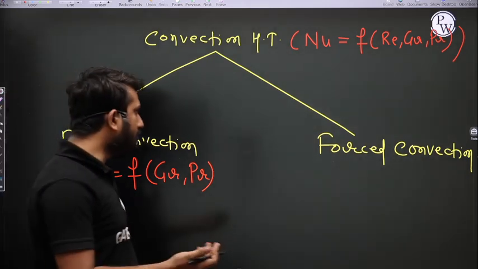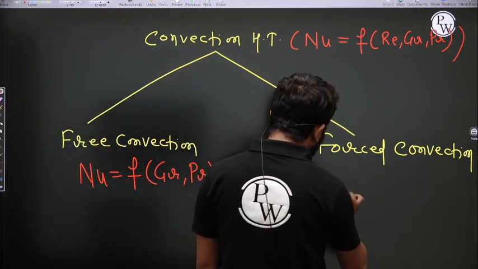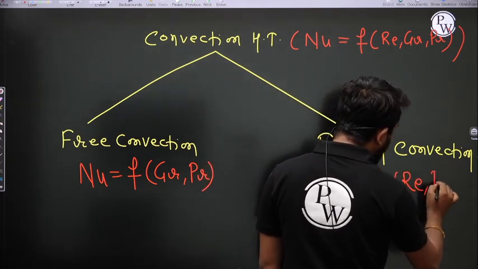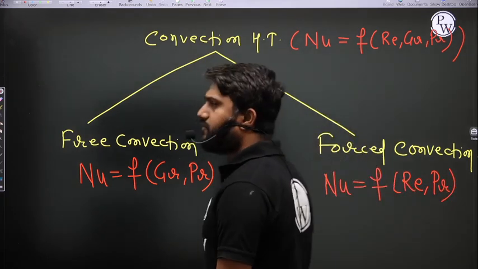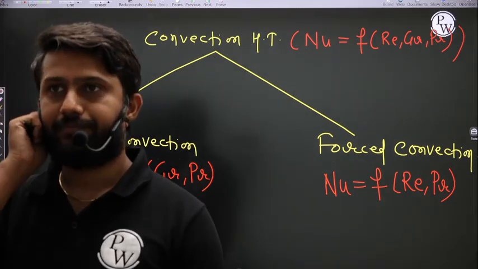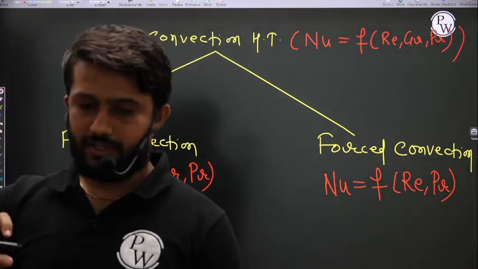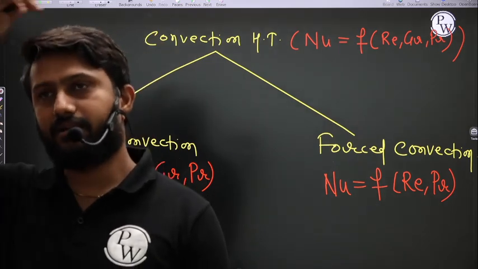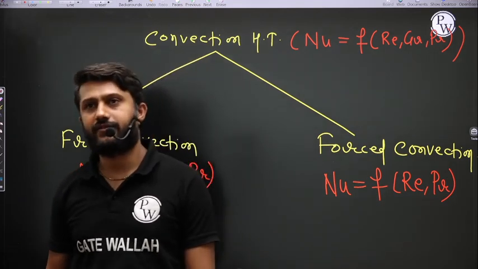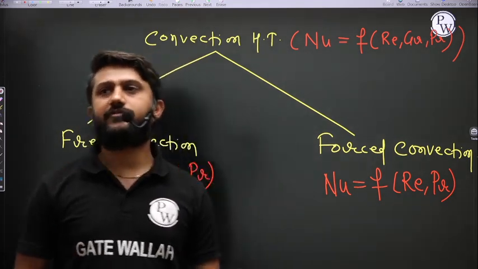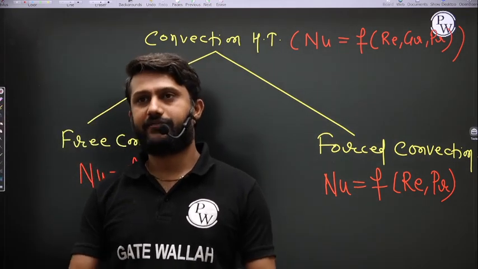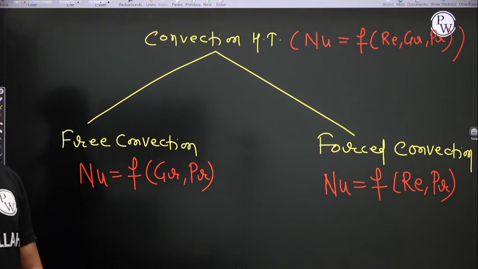Whereas in case of forced convection, the Nusselt number is a function of Reynolds number and the Prandtl number. In forced convection, you are not finding the Grashof number anywhere. You are finding the Reynolds number and the Prandtl number, but not the Grashof number. So in forced convection, the Nusselt number is a function of Reynolds number and Prandtl number, whereas in free convection, it is a function of Grashof number and Prandtl number, right?